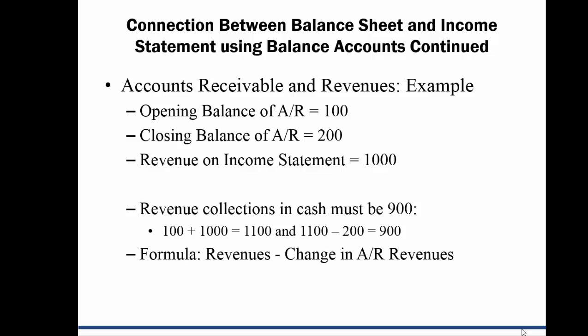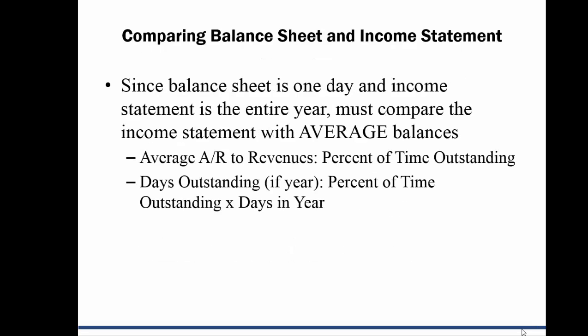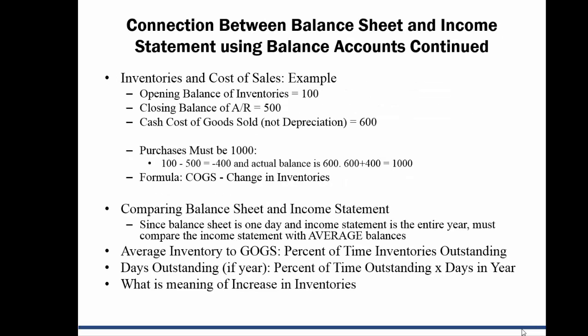Okay, so accounts receivable. This is so simple, but if it goes up, say it started at 100, went to 200, that means we booked more than we collected. And if we have revenues, that means we collected 900. Okay, I think you can work through that. Whenever you're comparing a balance sheet and an income statement, you should use the average because you've got points in time. Value Line doesn't do that, by the way. Idiots. Inventories, it's the same kind of thing.